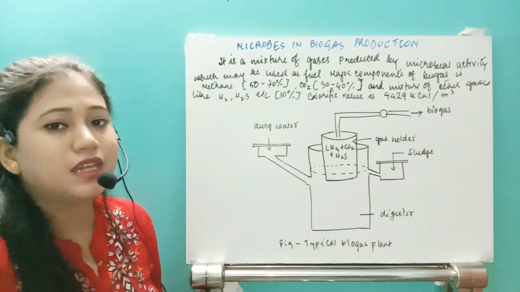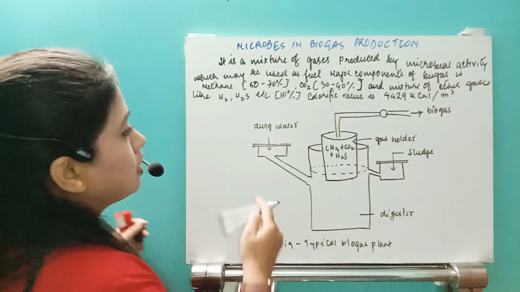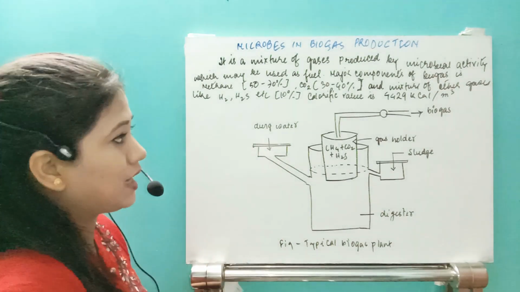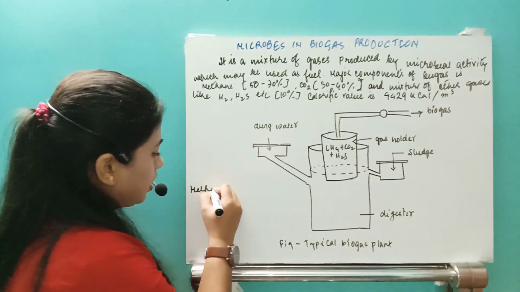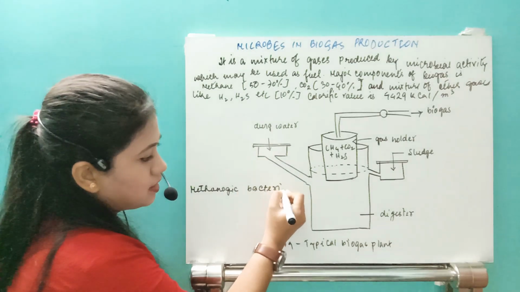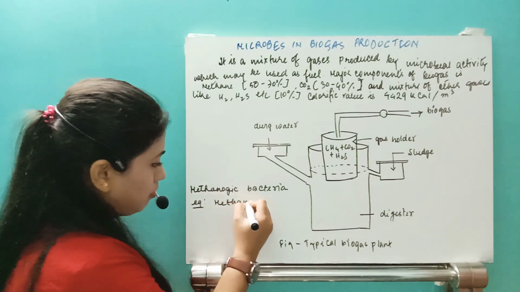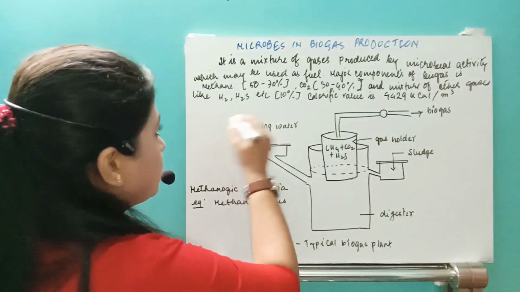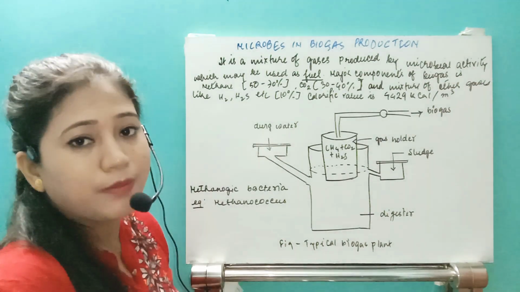First of all, we'll see what biogas actually is and how it is produced. It is a mixture of gases produced by microbial activity. Basically, which microbe is used here? Methanogenic bacteria, and commonly one such methanogenic bacterium is Methanococcus. This is used to produce biogas, which may be used as a fuel. So biogas can be used as an alternate energy source.